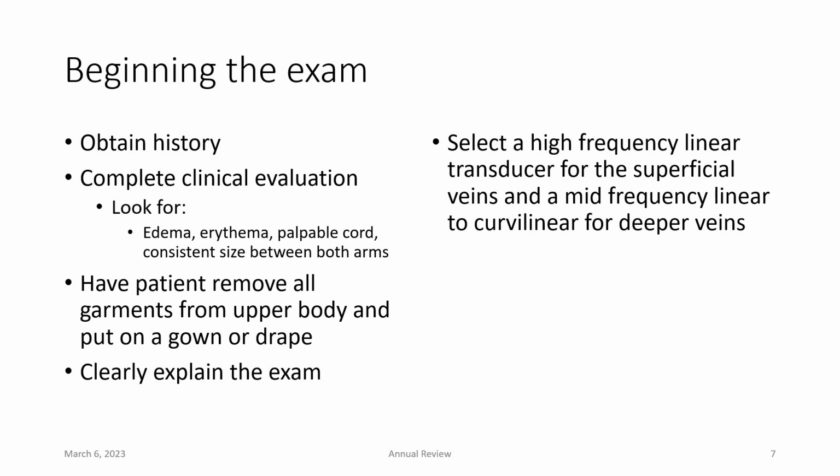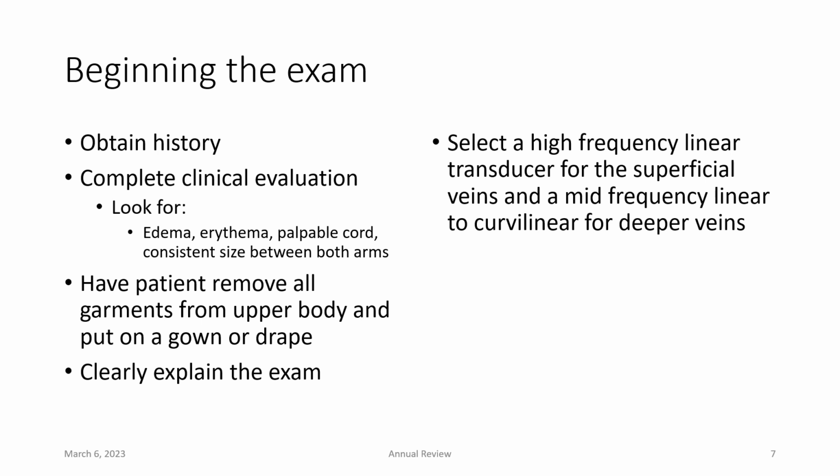When you feel like you have all of your patient's history, lab assessment, clinical evaluation complete, then it'd be time to have your patient go ahead and remove all their garments from their upper body and put a gown or drape on them. I would have them also remove any necklaces or anything that might obstruct your ability to easily scan in that manner. Bras should also come off, or at least a bra strap tucked under the axillary region. Once you've done that, you can have your patient put a gown on, or probably most effectively have them drape the unaffected side so that you have easy access to the affected side.